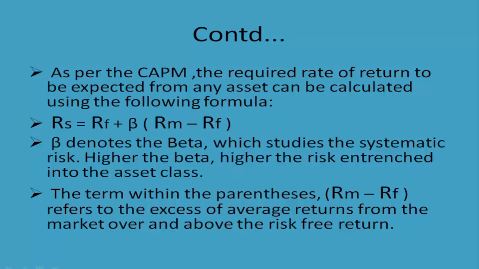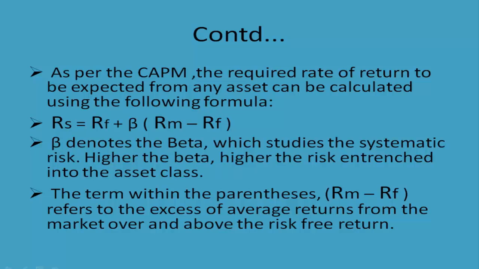So the beta studies the systematic risk, and on the other hand, unsystematic risks refer to those risks which can be hedged against, or which can be tackled by diversifying our portfolios. Now, a higher beta denotes the higher risk which is entrenched into the asset class. Over here, when we're using the word asset class, this asset class can be any asset class. It can be your financial security, it can be your stocks and bonds, it can be your house property, it can be overall business.